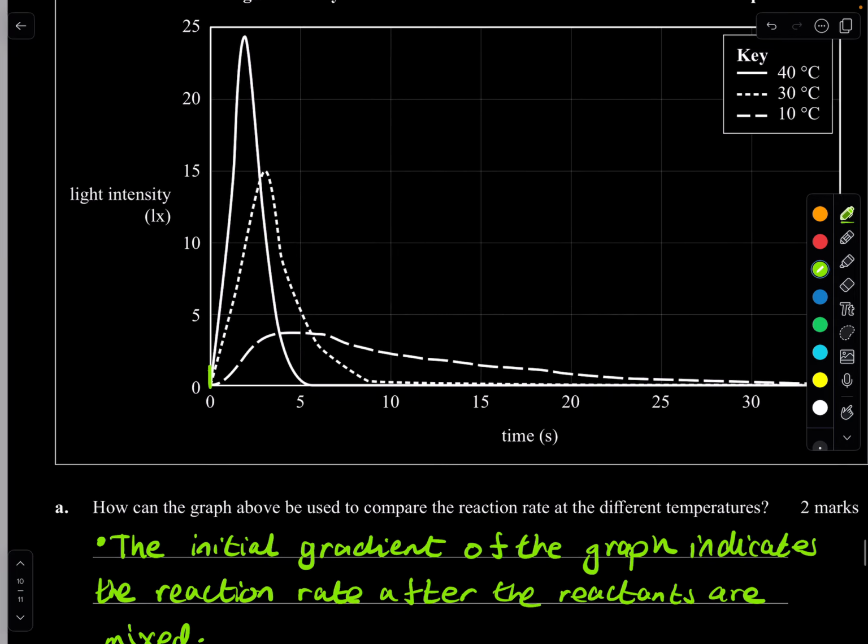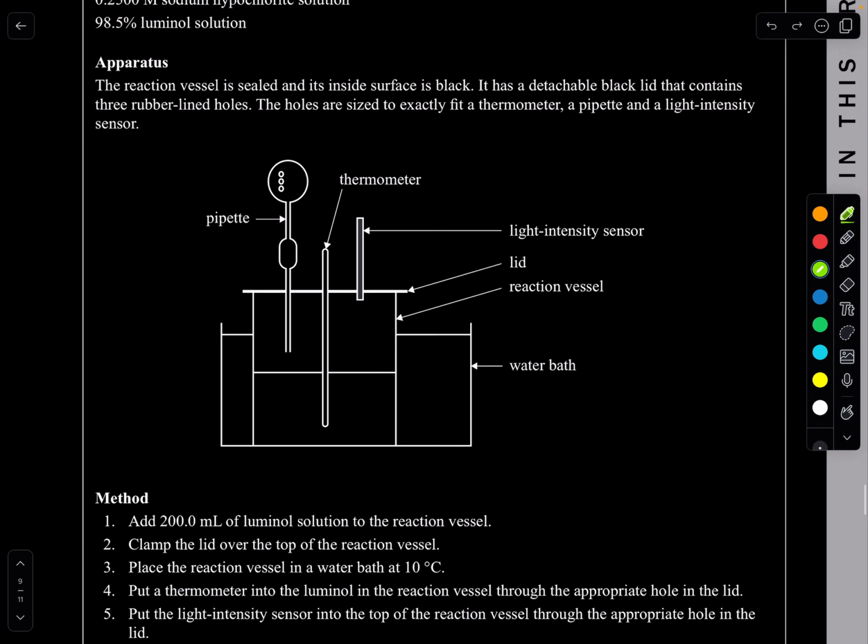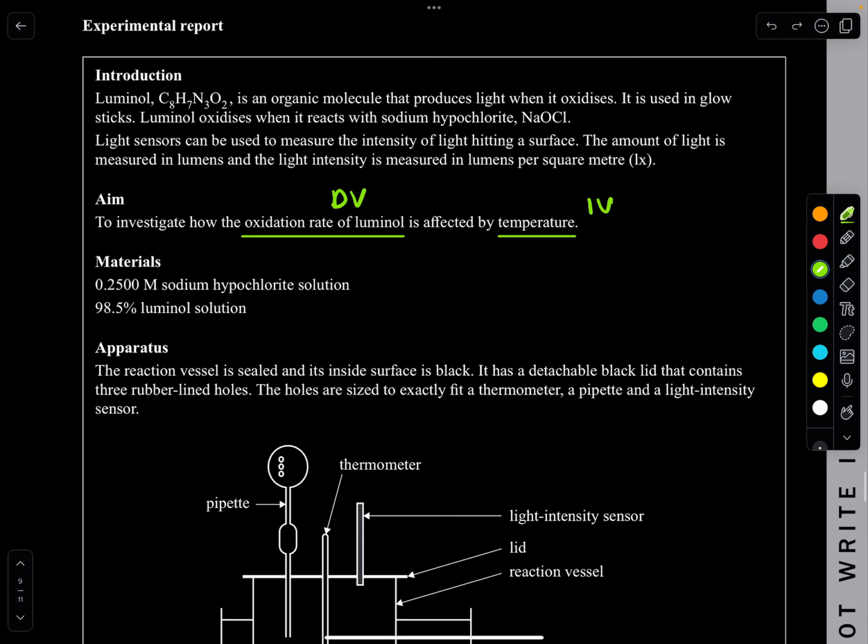Okay, we're looking at the 30-degree one. So what do we see? Starting from 0 to about 3 seconds, we can see that the intensity rapidly increases, meaning that we have a very high initial reaction rate. That makes sense because you've started off with high concentrations of luminol and sodium hypochlorite.